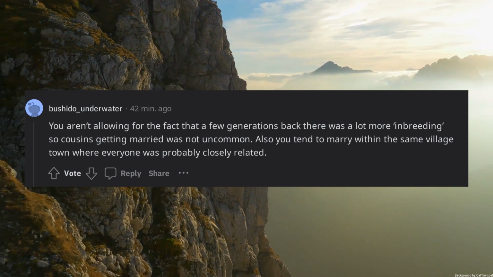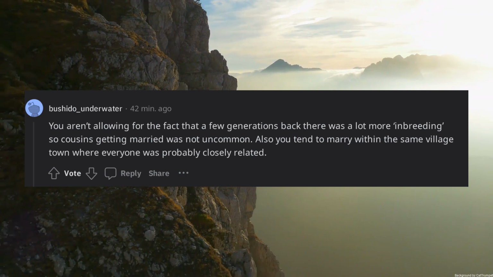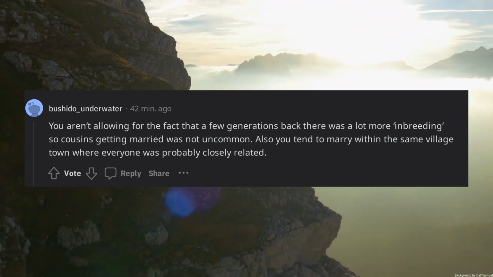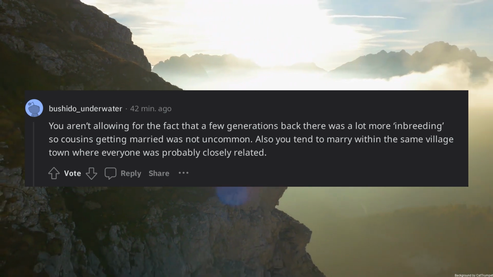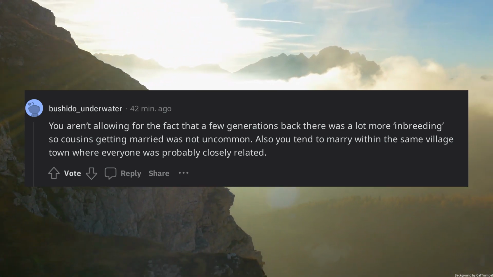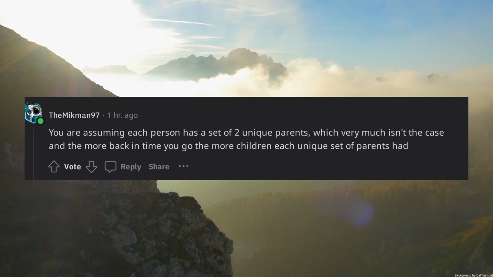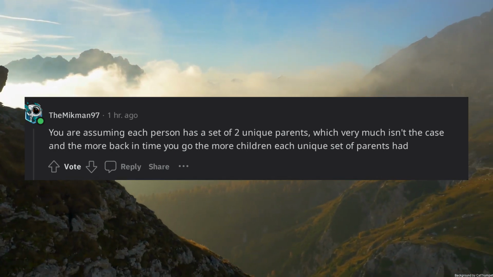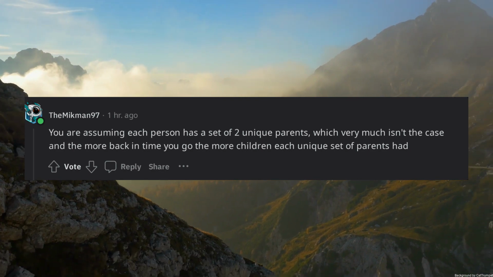You aren't allowing for the fact that a few generations back there was a lot more inbreeding, so cousins getting married was not uncommon. Also, you tend to marry within the same village or town where everyone was probably closely related. You're assuming each person has a set of 2 unique parents, which very much isn't the case, and the more back in time you go, the more children each unique set of parents had.